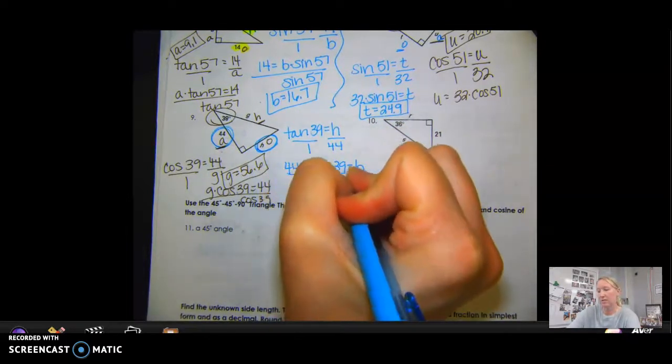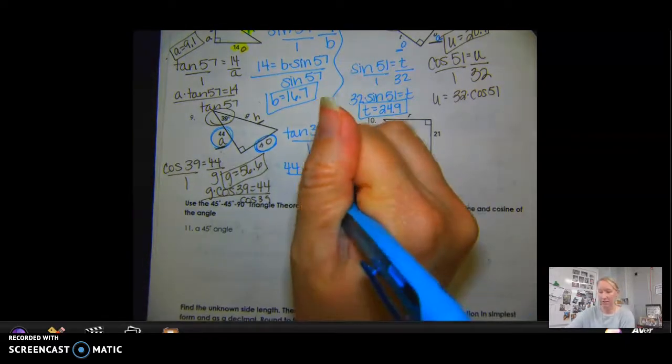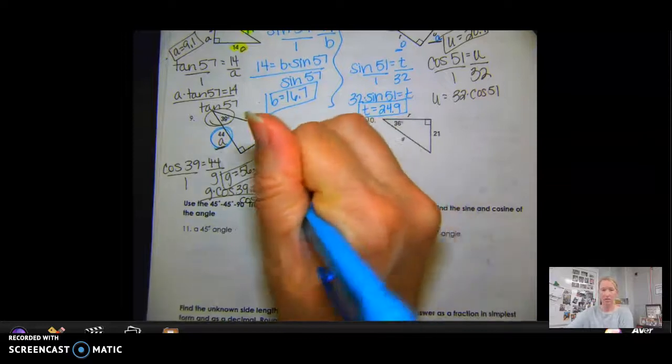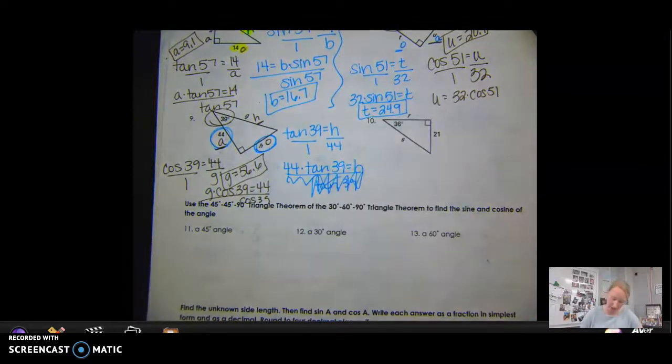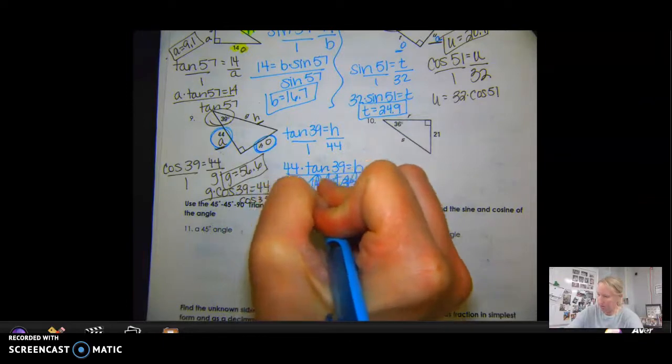Divide by the tangent of 39. No, I don't have to divide by the tangent of 39. Oh! See, if you guys were in class, you could yell at me then. So we just do 44 times the tangent of 39, and I get H equals 35.6.